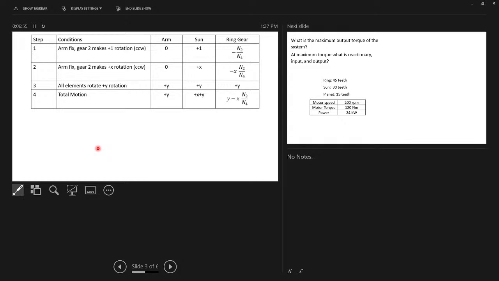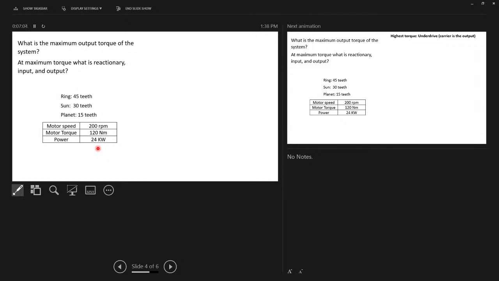So we want to figure out the maximum torque. What is the maximum output torque of the system? That is typically in an underdrive condition. The carrier is going to be the output, so either the sun or the ring has to be the input, right? That will step down your speed, but it will step up the torque. So there's an inverse relationship between the amount of torque you can get out of the system and the RPMs you get out of the system.